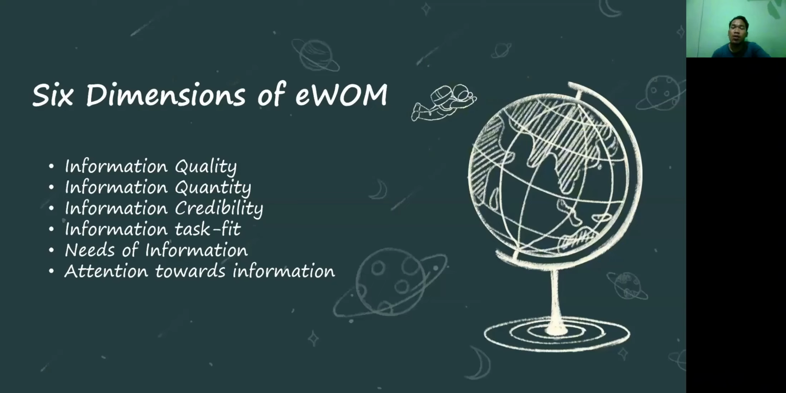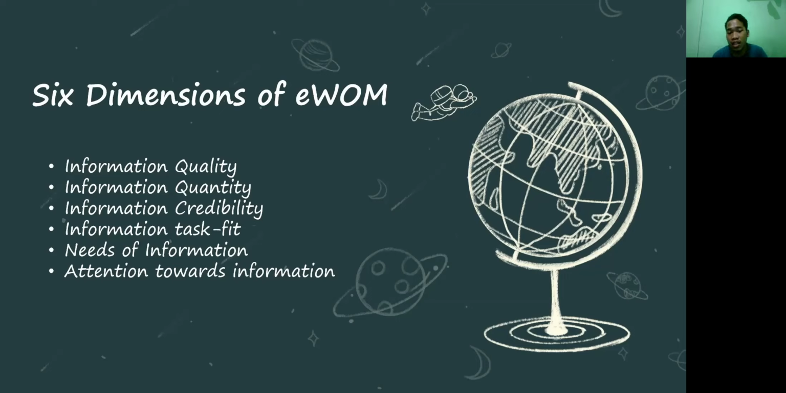The next is what are the six dimensions of eWOM? The first is information quality. We want to know what is the information quality. From this journal, there is 0.942 contributing to the dimension of information quality. The information about the 2024 presidential election candidates on TikTok is detailed.